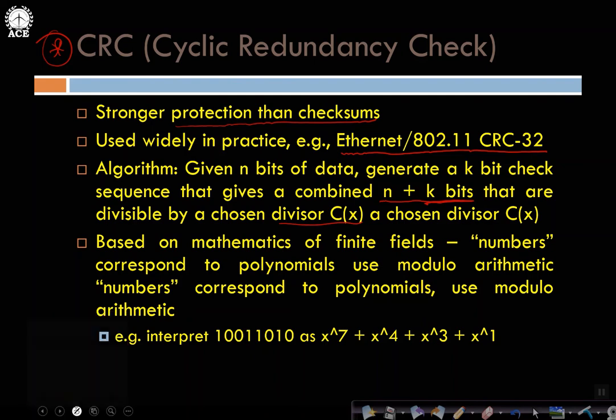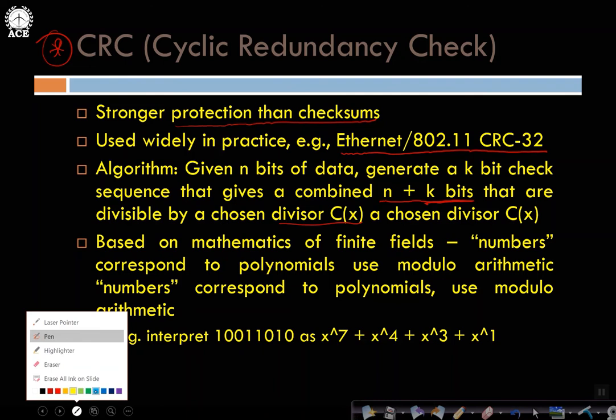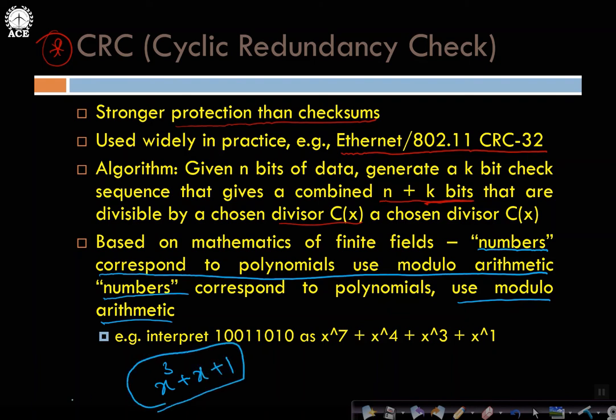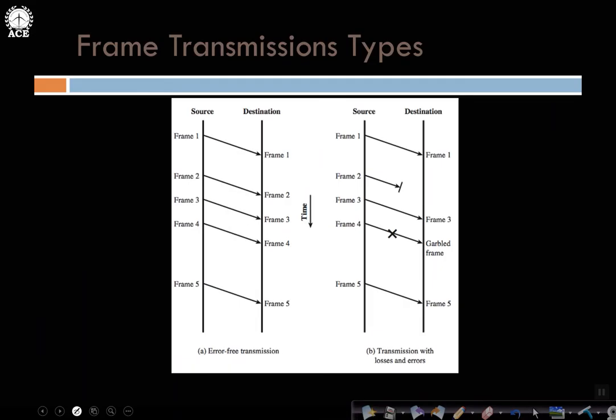This is a concept you should understand. Numbers correspond to polynomials, and using modulo arithmetic. Meaning, if I take for example a polynomial like x cube plus x plus 1, it is a polynomial of degree 3.